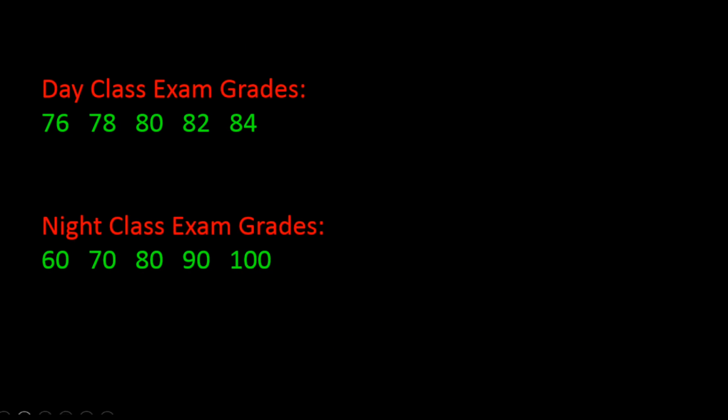To illustrate what is meant by dispersion, let's take a look at grades from two groups of students, one taking a class during the day and one taking a class at night. I made these numbers simple to illustrate a point, and I only used 5 to make the calculations easy. Take a look at these two sets of numbers and think about what you see.